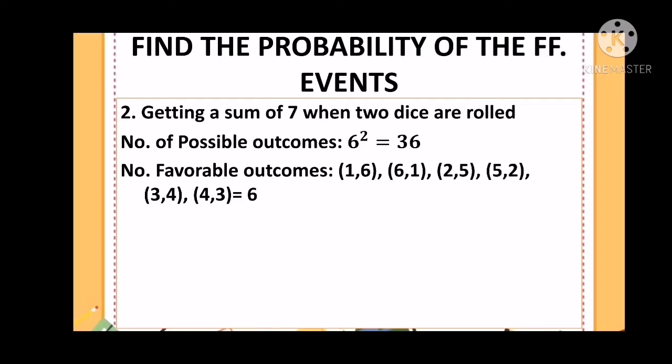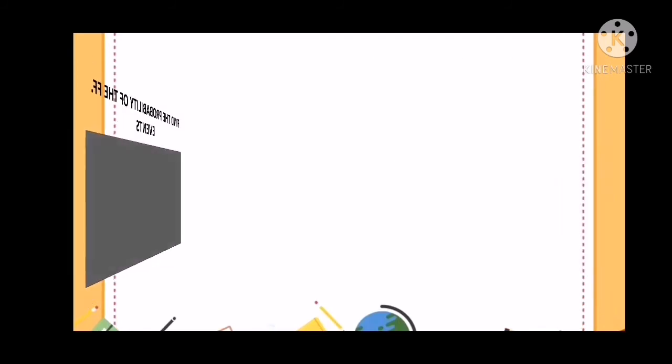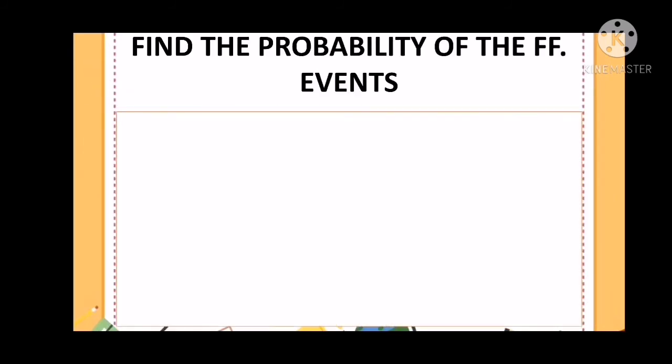Probability of an event to happen. Same pa rin: number of favorable outcomes divided by number of possible outcomes. So we have 6 over 36. Lowest term, 1 over 6. You divide, 0.17. And then percent form, we have 17%. Okay? Question? Balikan na lang yung video kung may tanong kayo.